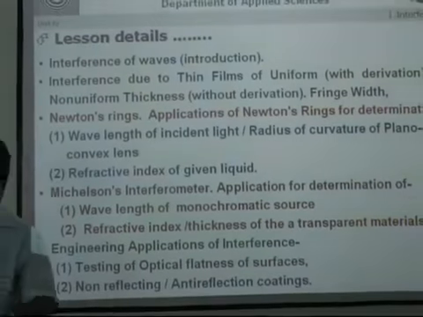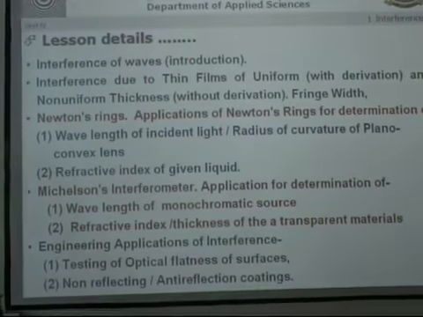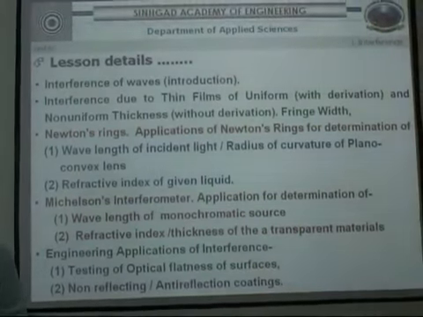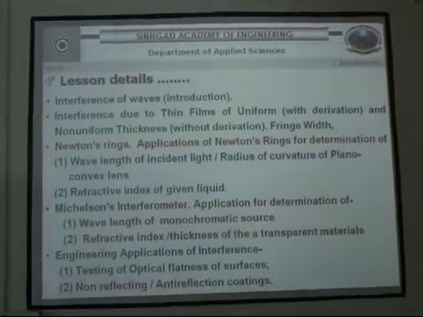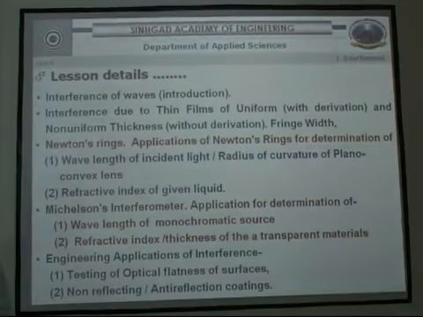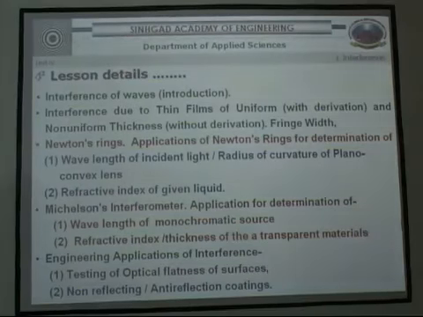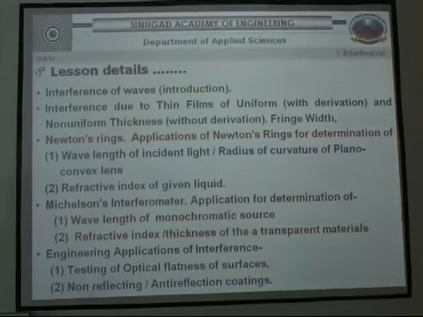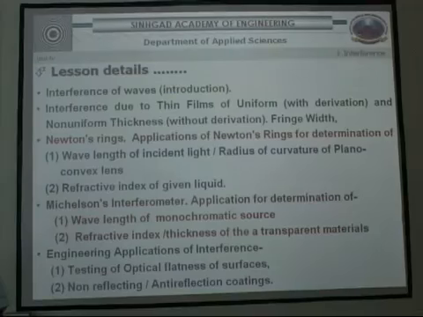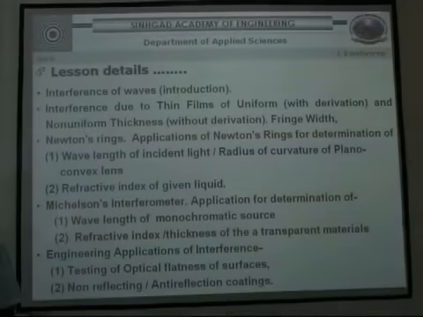Lastly, in general, how the interference chapter is useful in the engineering, and based on this there are 2 important applications included in our syllabus, that is testing of optical flatness. Second, non-reflecting or anti-reflecting coatings. This idea based on the interference of light is very useful in the engineering application.